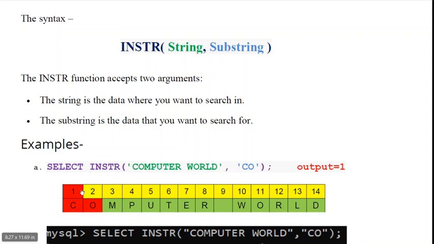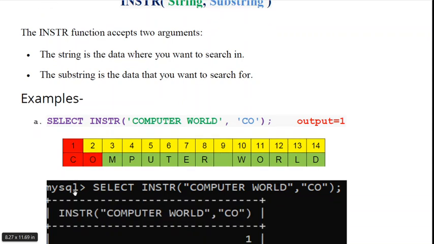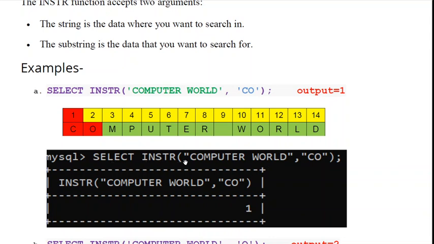In this diagram I've written the position and here the data. Each letter has a specific position. You want to search C and O. CO is treated as a single unit, so it returns 1. The output is 1. So it finds CO at position 1. You can see in MySQL also, SELECT INSTR('computer world', 'CO') returns 1.